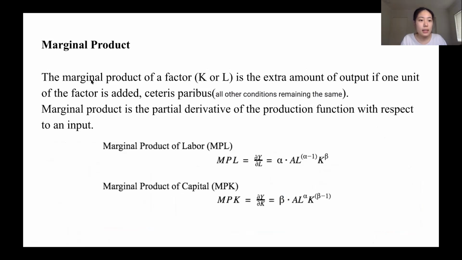Next is the marginal product. The marginal product of a factor K or L is the extra amount of output if one unit of the factor is added, ceteris paribus, which means all other conditions remaining the same. So marginal product is actually the partial derivative of the production function with respect to an input. We can do the calculation here and get the marginal product of labor and capital.